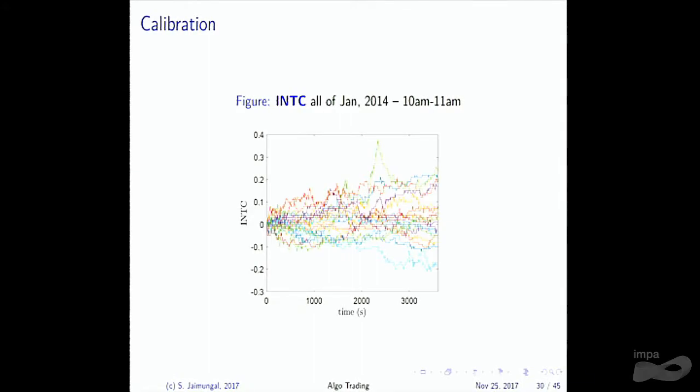This is Intel for all of January 2014 between 10 a.m. and 11 a.m. We've made the starting price always 0, so we subtract the initial price. Those are the sample paths. Doesn't look like much of anything. It looks like kind of Brownian noise, right?